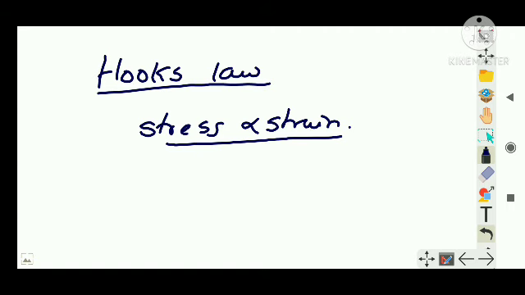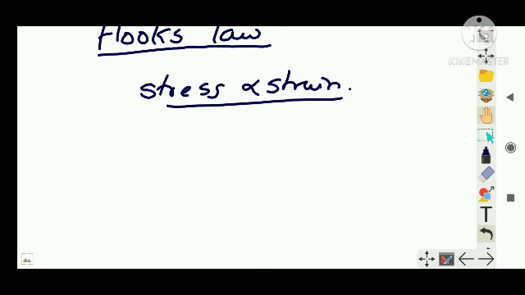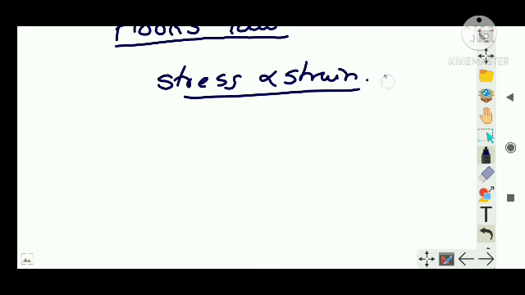So the exact statement you can get from your textbook. I would recommend you read the exact statement from your textbook. But if someone asks you what is Hooke's law, it is very easy to remember it as stress proportional to strain. This is just like the example which I told you just now.